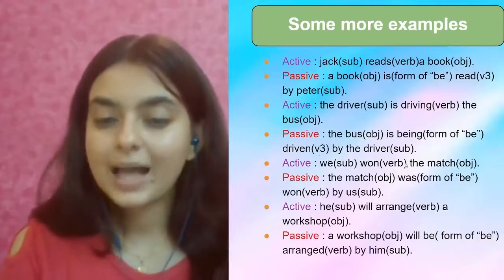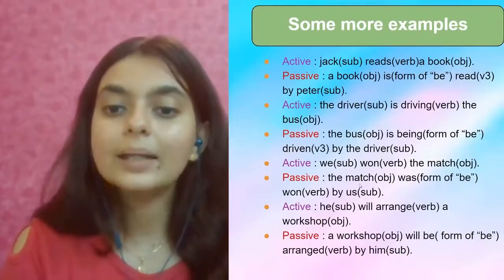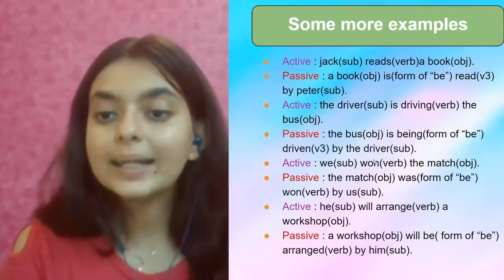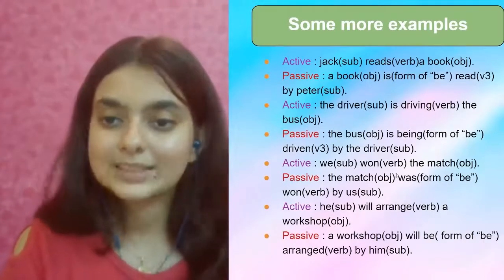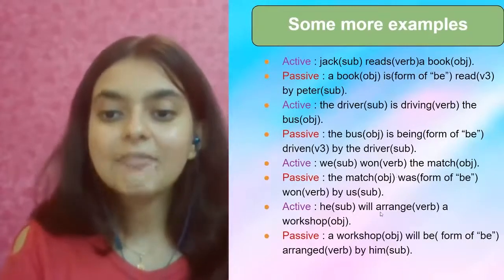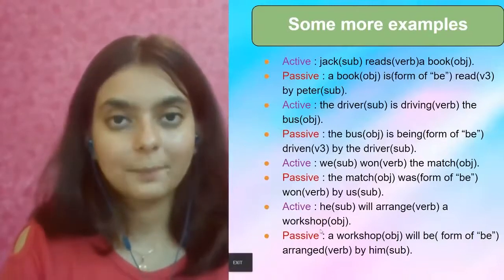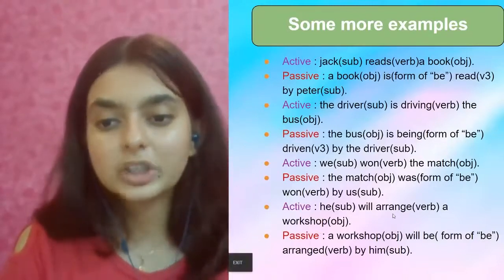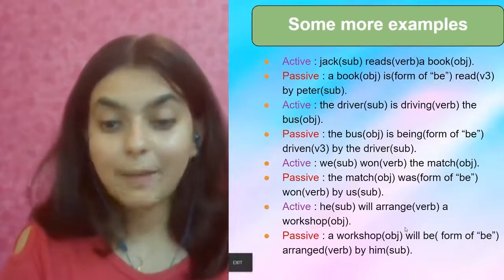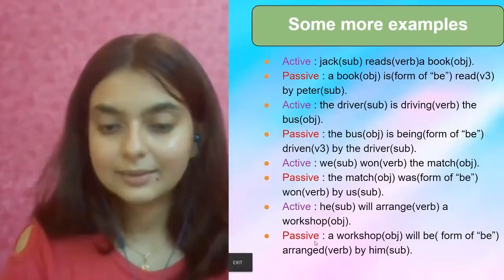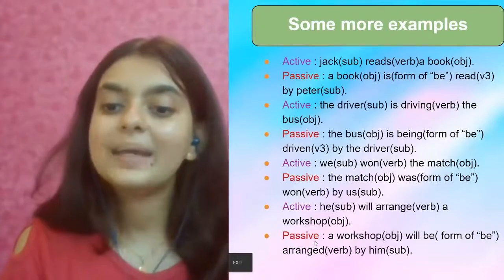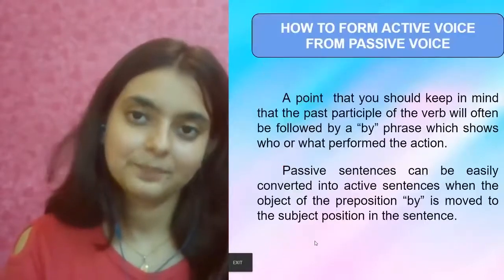We won the match. The match was won by us. So "won" is in past. Definitely we need to keep the verb the same. So that is why "was." He will arrange a workshop. So here it is in future. So we need to keep that in mind, and we also need to add V3, right? A workshop will be arranged by him.